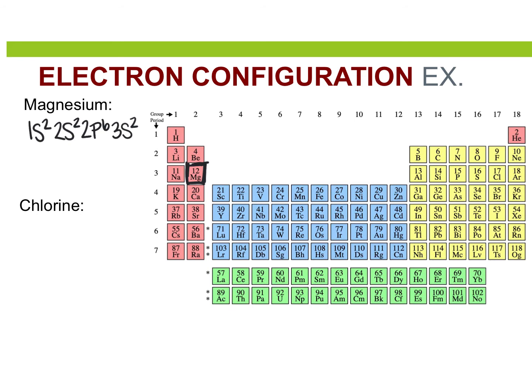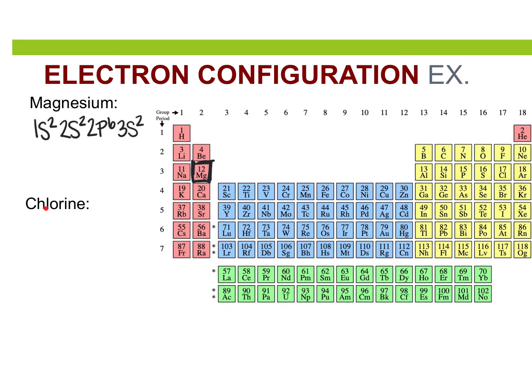I want to write down chlorine's configuration with you, and then we're going to pause notes for a second, and I'm going to show you a video of what this would look like. So one more. Chlorine. What's the atomic number for chlorine? Okay, 17. Do you see how I outlined it in blue?